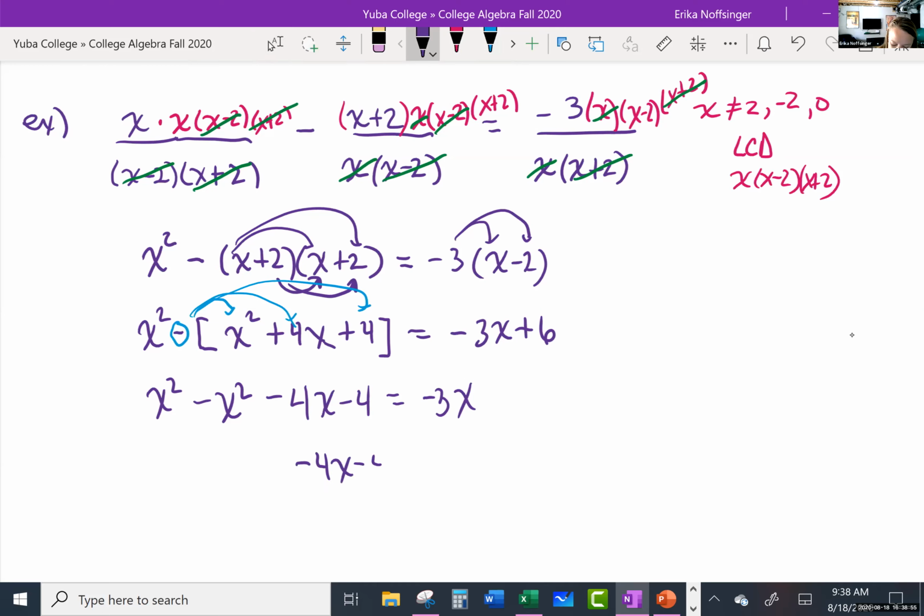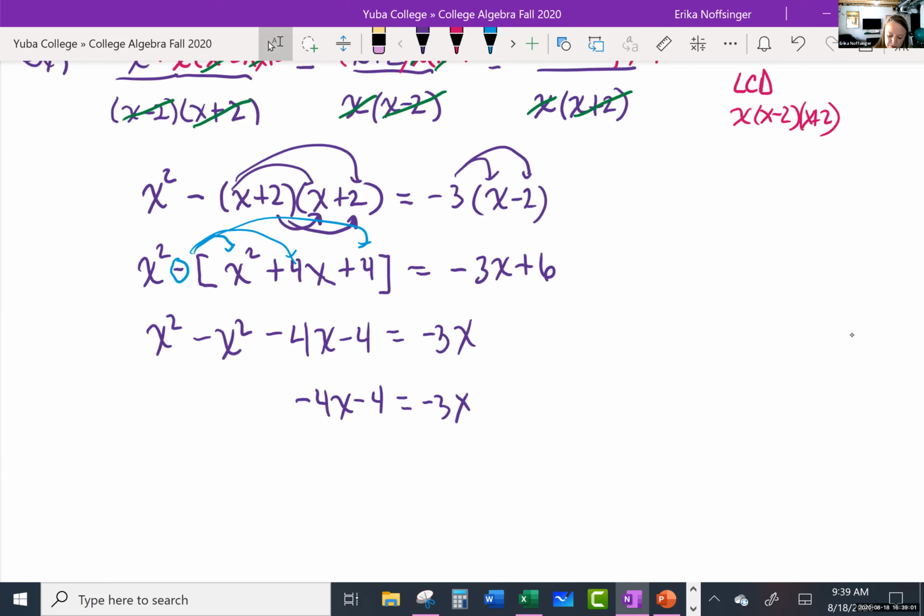equals negative 3x. We want to get x by itself. So if we add 4x to both sides, we'd be left with negative 4 on the left equals negative 3x plus 4x is an x. So x is equal to negative 4.